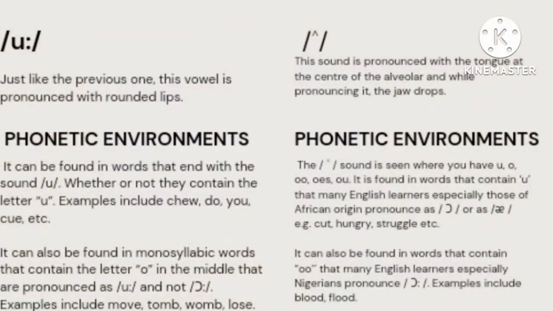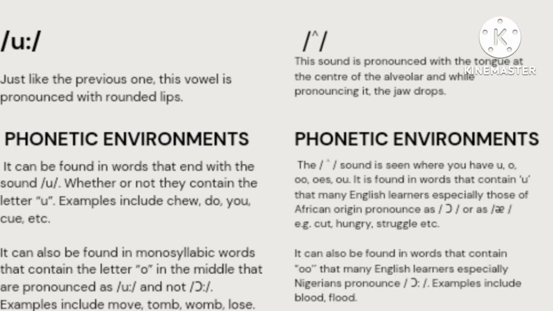The R sound. This sound is pronounced with the tongue at the center of the alveolar, and while pronouncing it, the jaw drops. The R sound is seen where you have U, O, OO, OE, OU. It is found in words that contain U that many English learners, especially those of African origin, pronounce as O or as A. Examples are cut, hungry, struggle, etc.